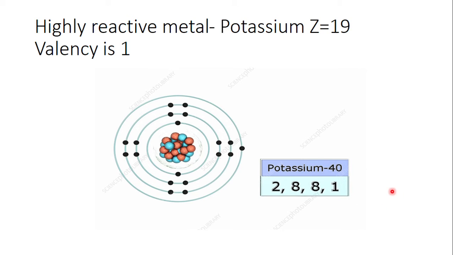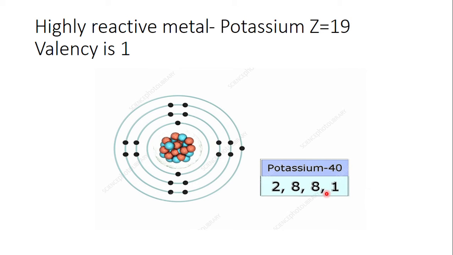But do you think any atom will be ready to donate 7 electrons? Not at all. So potassium will be happy to give away this one electron in order to acquire the stability of 8 in its previous shell. So it will acquire the octet configuration by donating this one electron.